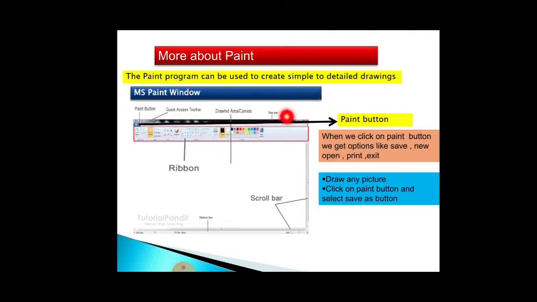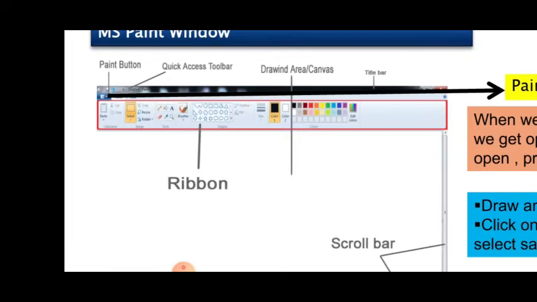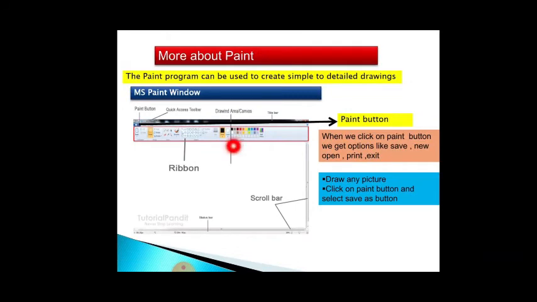You can see the MS Paint window here. This is the Paint button. I'll just zoom in. This is the Paint button, on the left corner. And this is the quick access toolbar. What do you mean by quick access? The name itself suggests: the tools which are available on just a single click, or quickly accessible, are nothing but the quick access toolbar.